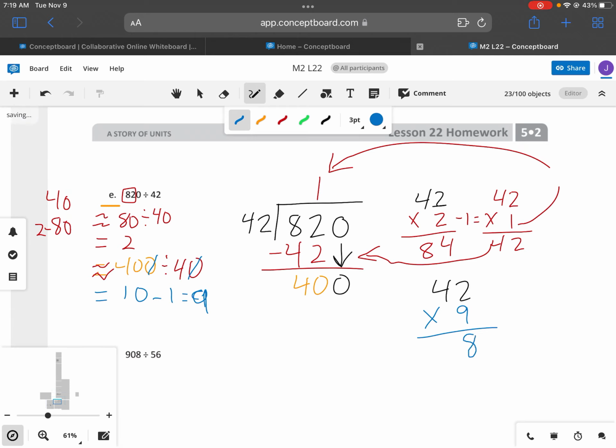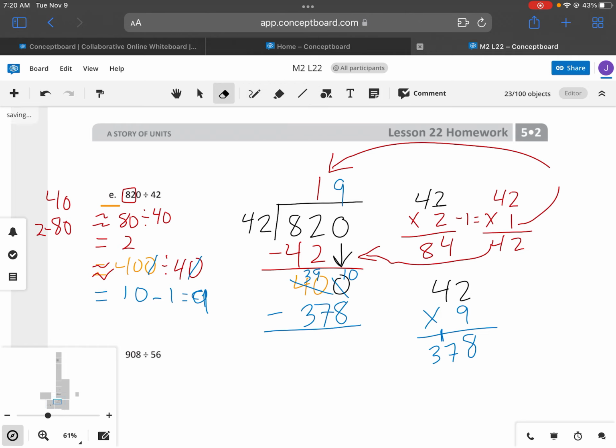So now I have 18. 9 times 2 is 18. 9 times 4 is 36, plus 1 is 37. So I have 378, and I have a 9 here. And I'm going to change that into 39, and change this into a 10. 9 minus 2 is 7, sorry. So then we end up with the remainder of 22. So we have a remainder of 22.